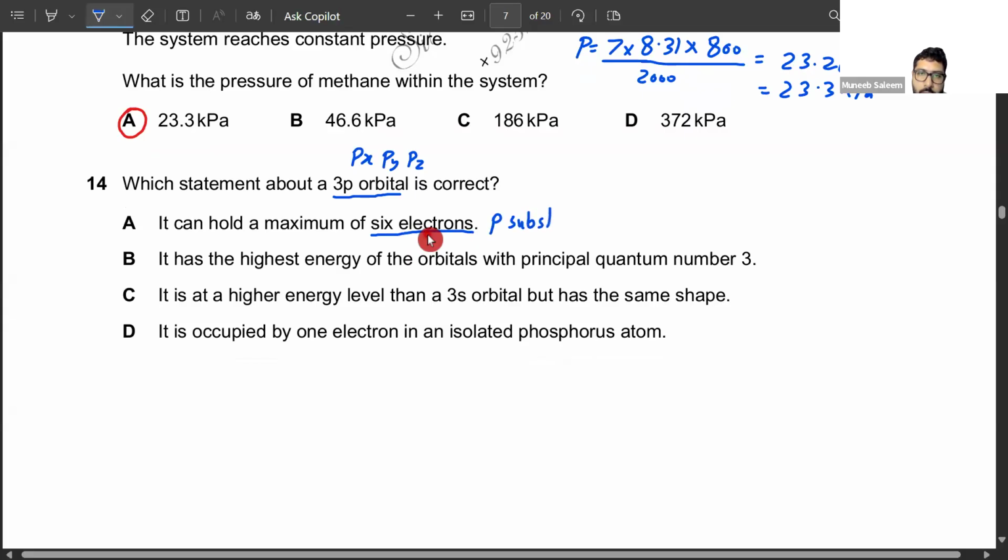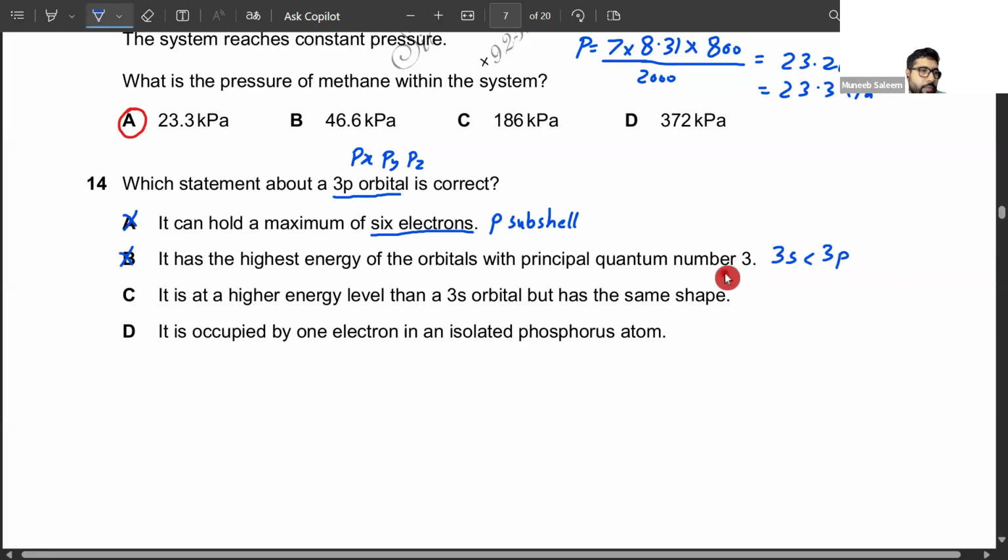That has to be recalled. That p subshell contains 6 electrons, not the p orbital. So that's why A is incorrect. B says it has the highest energy of the principal quantum number 3. So that's wrong, because in the quantum number 3, we do also have 3s subshell. And 3s is smaller in energy than 3p. So that's why this is wrong.